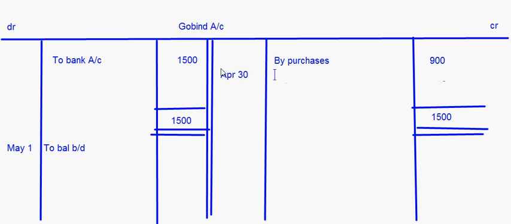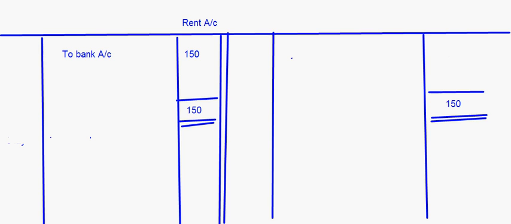You'll have by balance carried down, that is 1500 minus 900 is 600 rupees. So on May 1st you'll have to balance brought down 600 rupees, debit balance for Govind account. Rent account, here first of all let's do the balancing for this. April 30th you will have by balance carried down, since there is nothing here it will be the total amount 150, right? And on May 1st you will have to balance brought down 150 rupees, right?